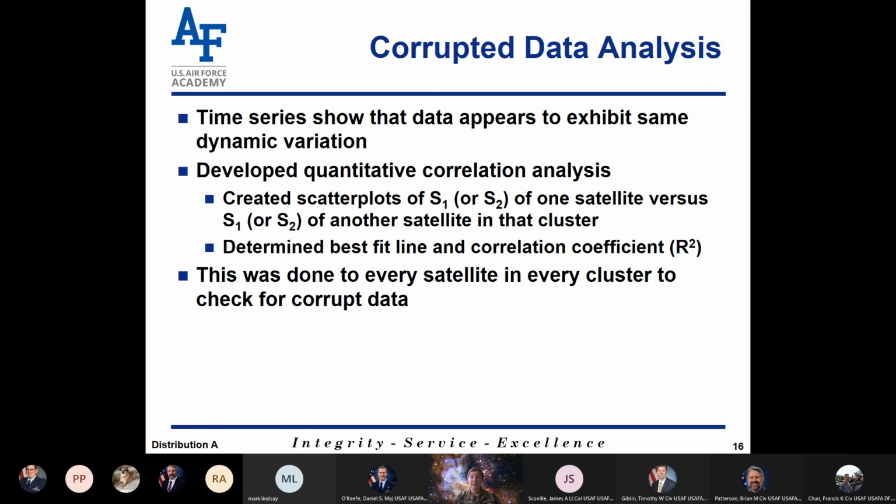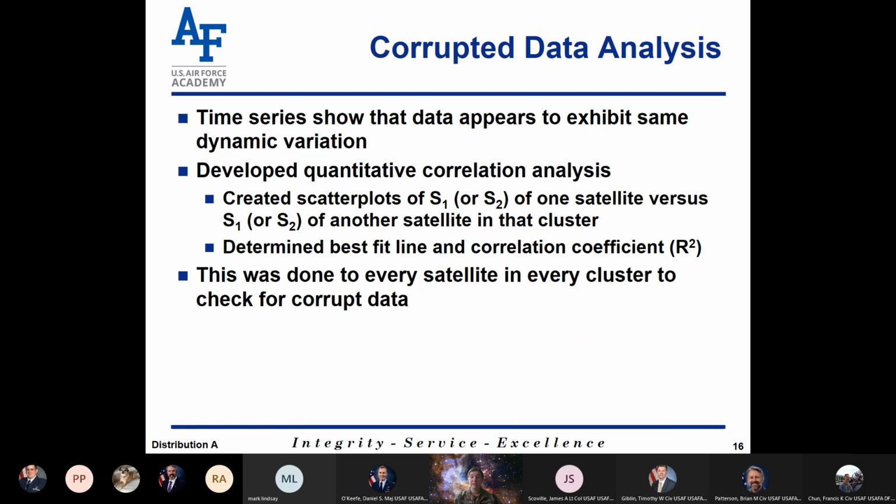So looking at the time series, the data appears to exhibit the same dynamic variation. This points towards the theory that our data was corrupted, but we wanted to find a more quantifiable way of testing for this. So we decided to create scatter plots of the S1 or S2 of one satellite versus the S1 or S2 of another satellite in the same cluster.